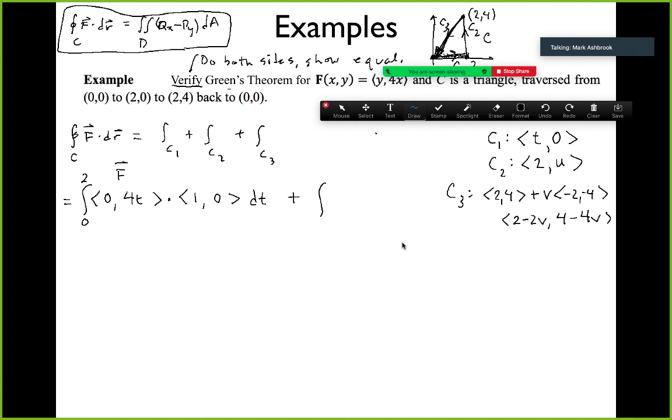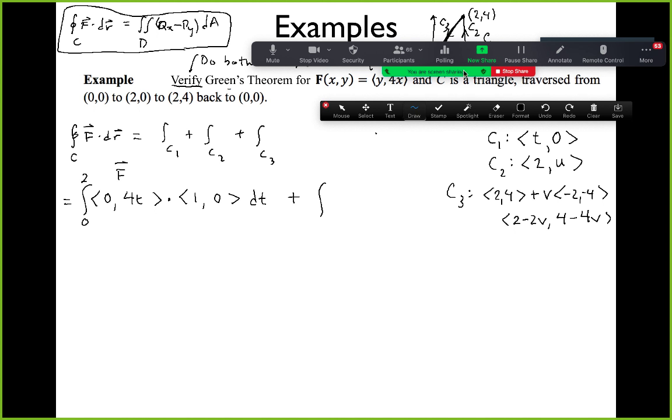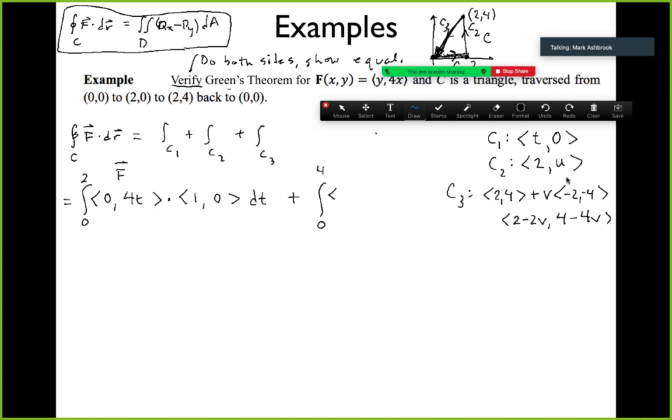So for C2, u goes from what to what? 0 to 4. This time 0 to 4. Yeah, u is the same as the y coordinate. It's going to be 0 to 4. And then we're going to have y comma 4x. So y is our u, and 4x is 8. Dot dr, which will be 0, 1, and that will be du.